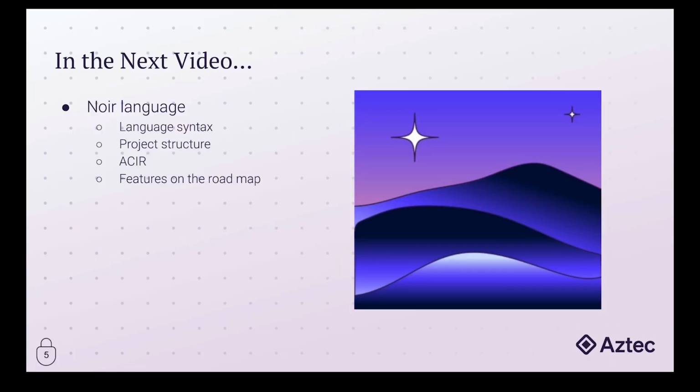And in the next video, we're going to look at the Noir language itself, take a look at the syntax, what project structure looks like, and how files are organized. Finally, get around to explain what Acir is, and wrap the video up by looking at features on the roadmap. But that wraps it up for video 2, and we look forward to seeing you in the next one.